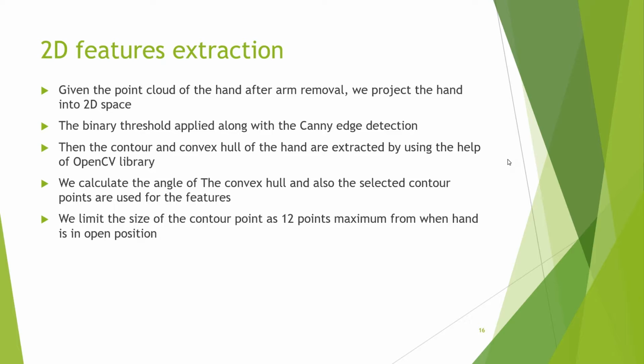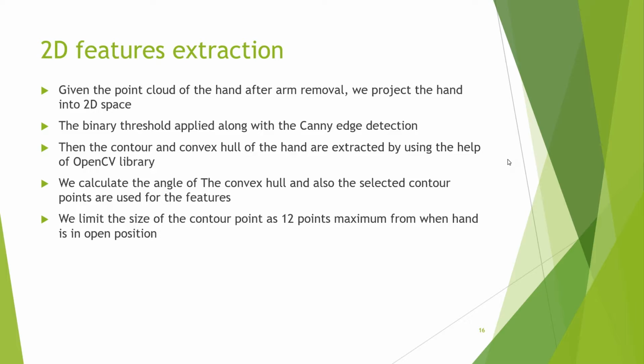Then we calculate the angle of the convex hull and also the selected contour points, used as the features. We limit the size of the contour points and select the points based on the difference between each contour point that has a very dramatic change in the angle. We set it to a maximum of 12 points, a number we got from when the hand is all in the open position.